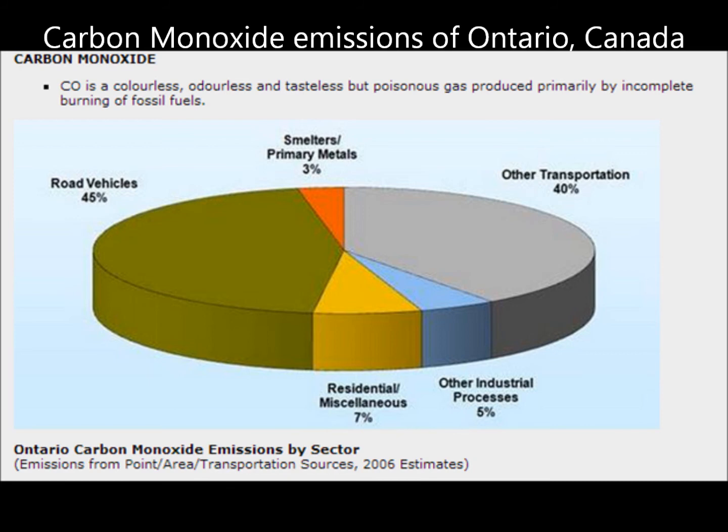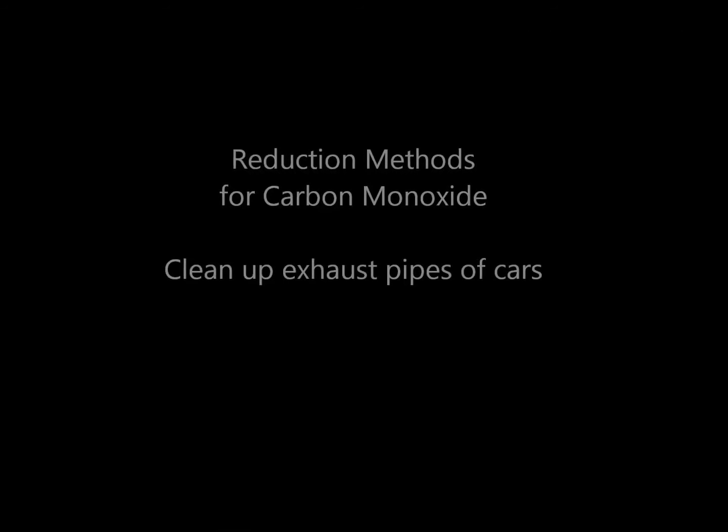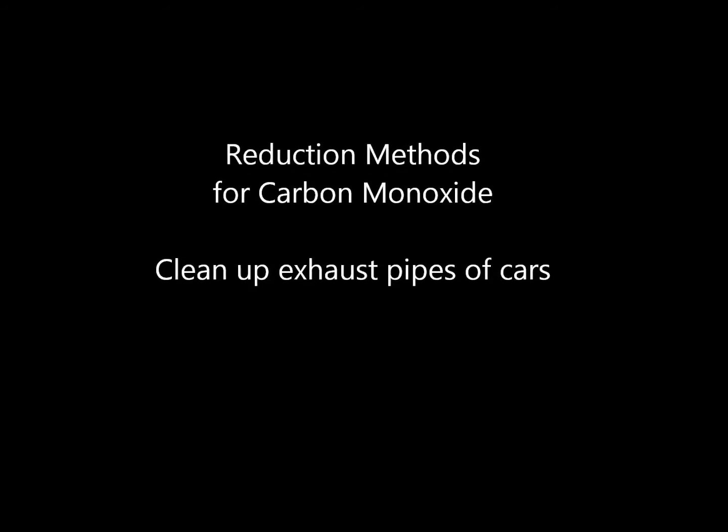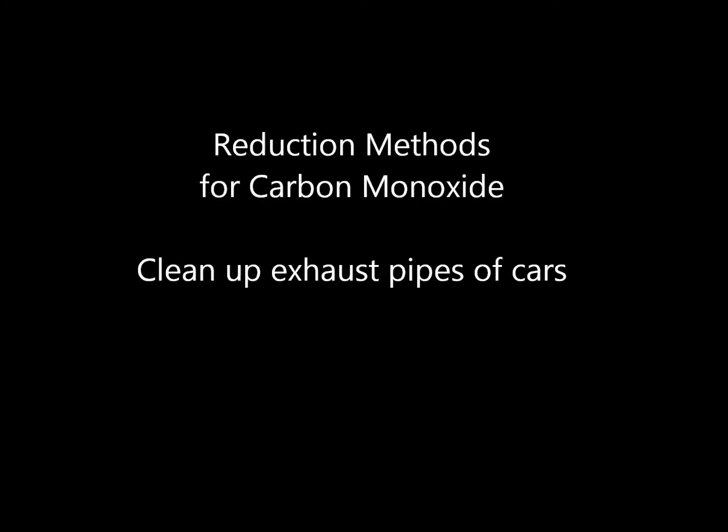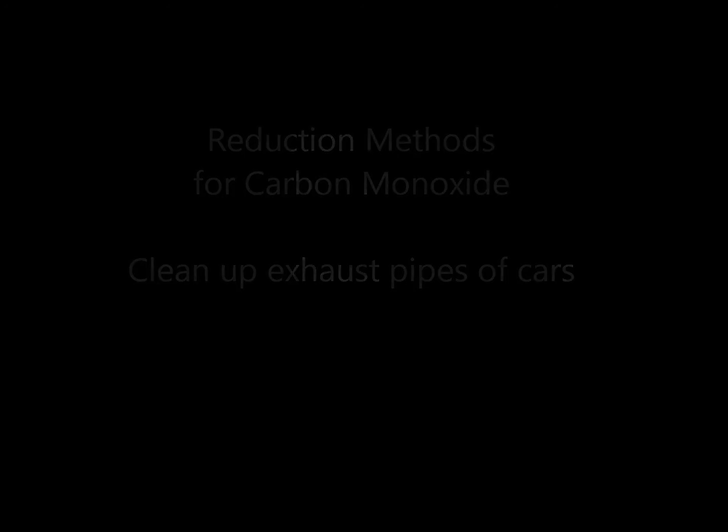Finally, we go to carbon monoxide emissions of Ontario, Canada, as seen on the pie chart. You can see that the green and grey portions are the largest portions, which are road vehicles and other transportation, similar to that of oxides of nitrogen. However, this is at 45% and 40% respectively. Hence, cleaning up of exhaust pipes of cars will be very effective in reducing carbon monoxide in our atmosphere.